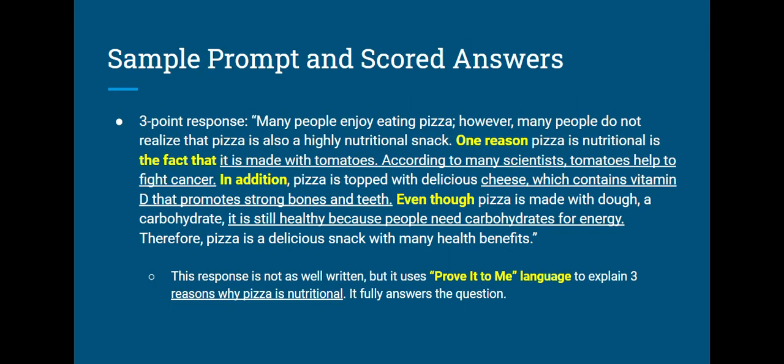assertion. So if we go back to the 3-point response, it says it is made with tomatoes. That's our first example. Okay, well, how are tomatoes healthy? And that might be obvious to you, but they want you to explain every single aspect of it. So you need a reason why tomatoes make pizza healthy. So then the next sentence, according to many scientists, tomatoes help to fight cancer. That's what makes it healthy.